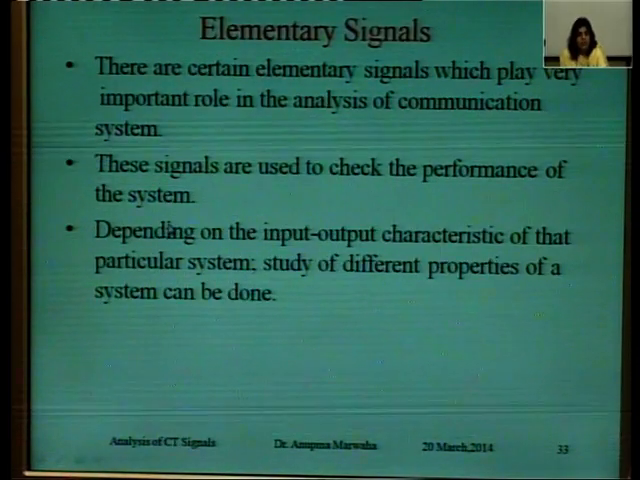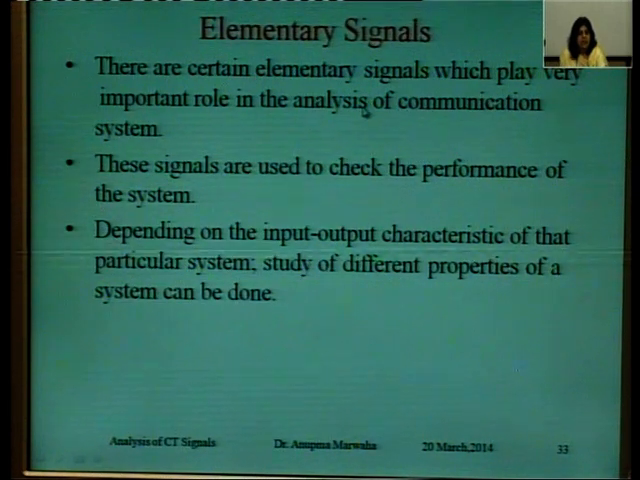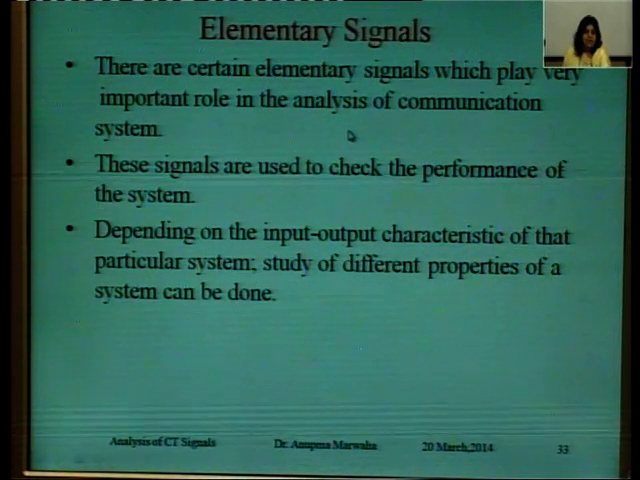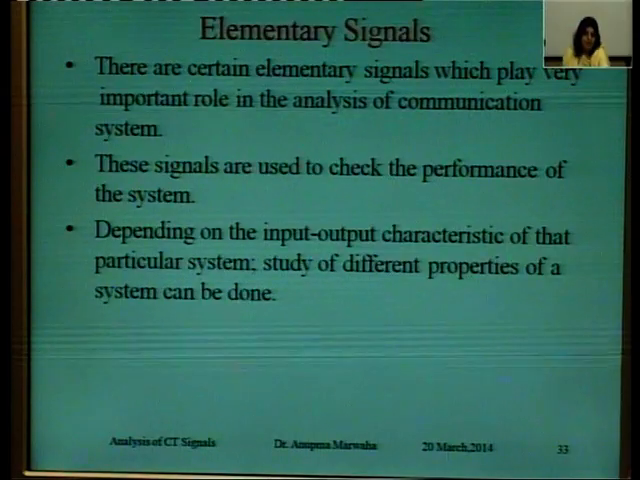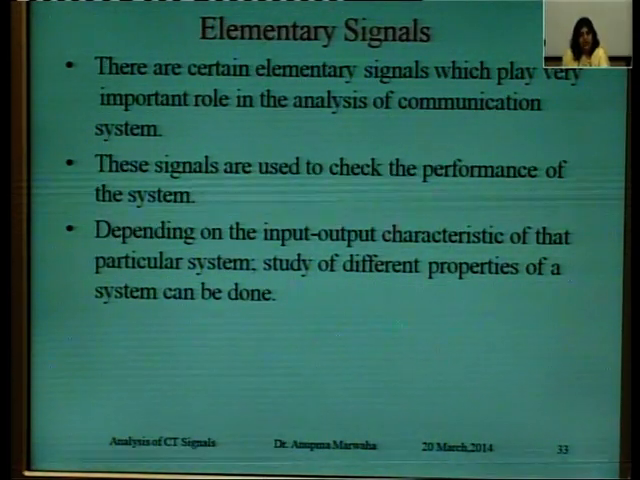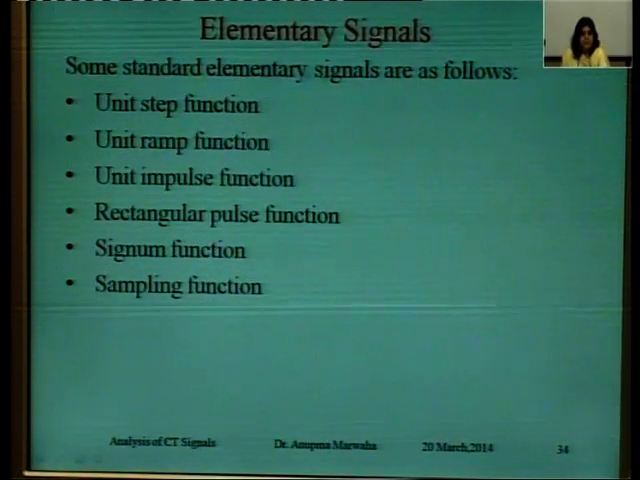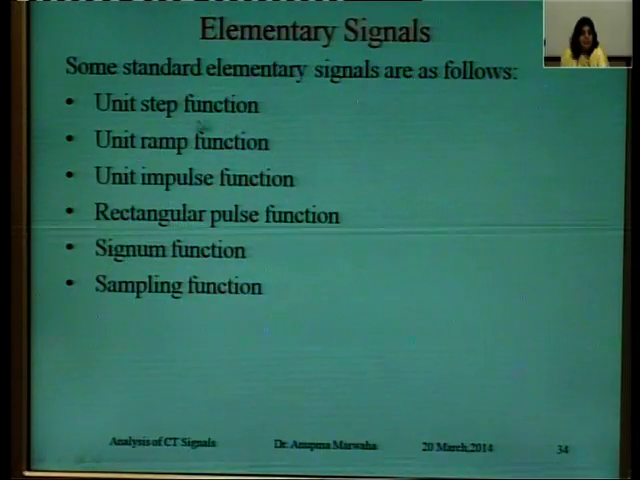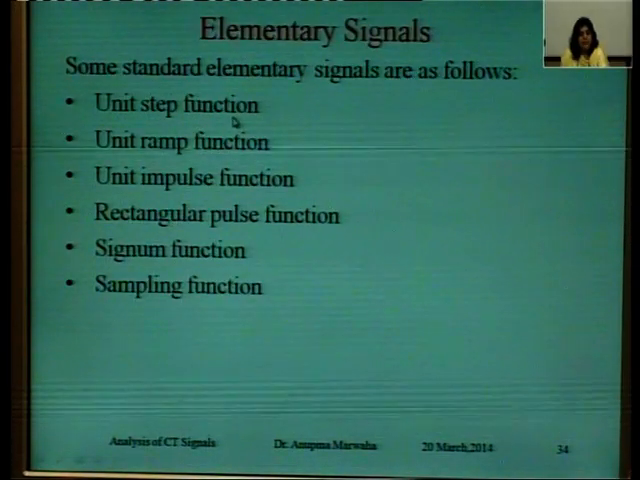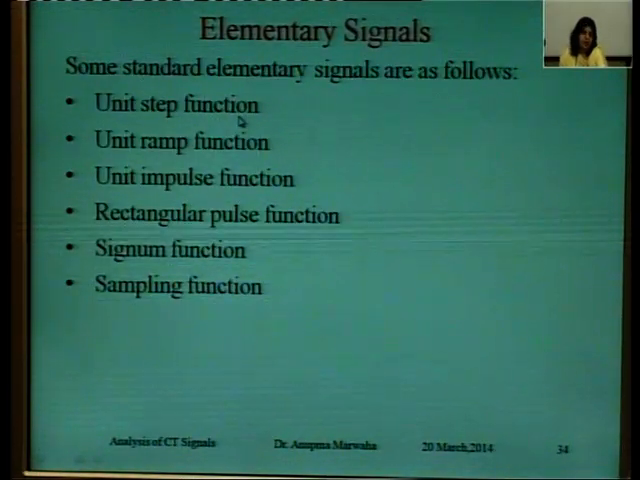Now, apart from the basic signals, there are certain elementary signals which play an important role in the analysis of communication systems. We have to study some elementary signals which are useful to check the performance of a system. So, what are these signals? We have unit step function, unit ramp function, unit impulse function, rectangular pulse function, signum function and sampling function.